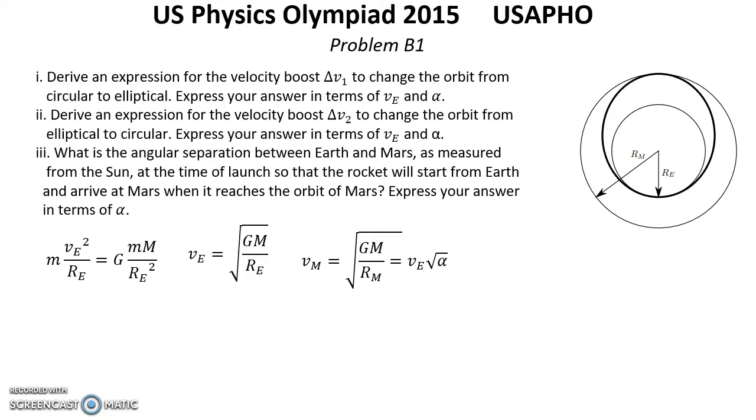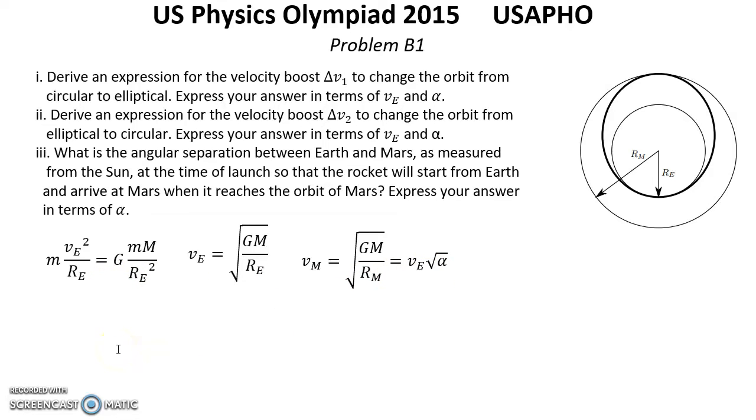Solution for question 1. First of all, we can find the speed around the Sun. We use this formula for centripetal force, which is equal to the force of gravity. From here we can find that speed equals the square root of G mass of Sun over radius R_e, and for the same reason we have the speed of Mars is this one, or using coefficient alpha we can express it through the speed of Earth. These expressions we will use later.